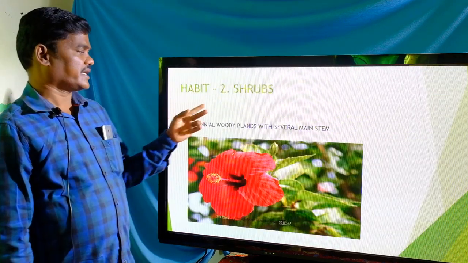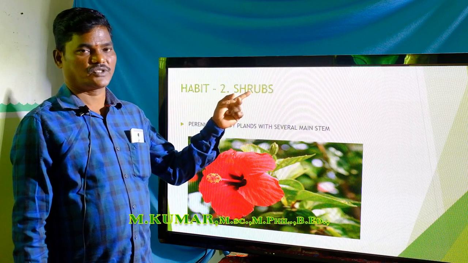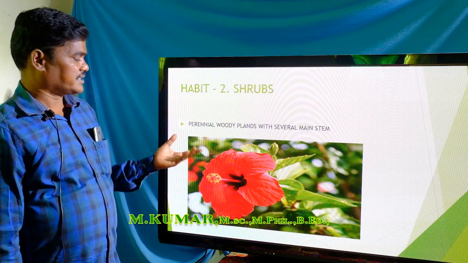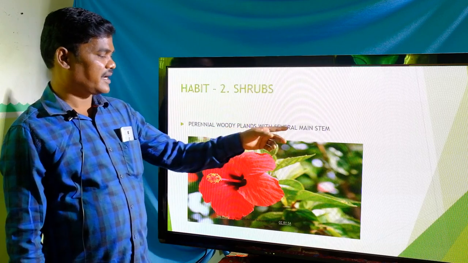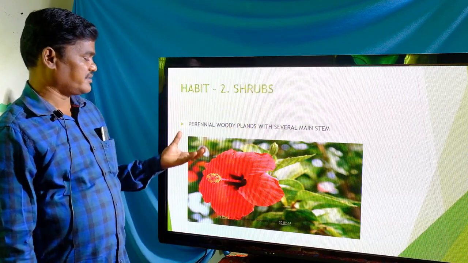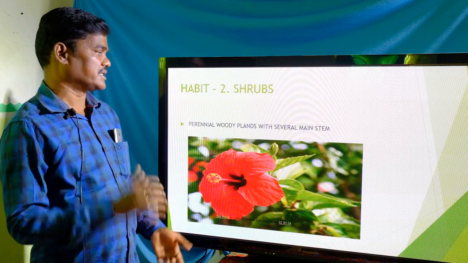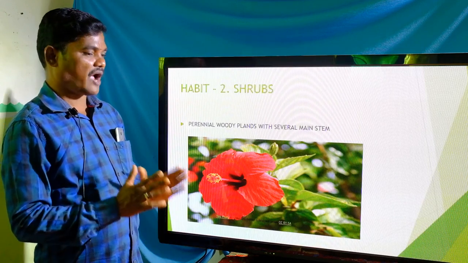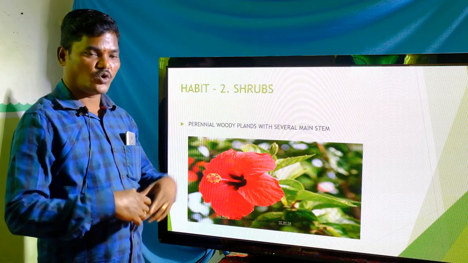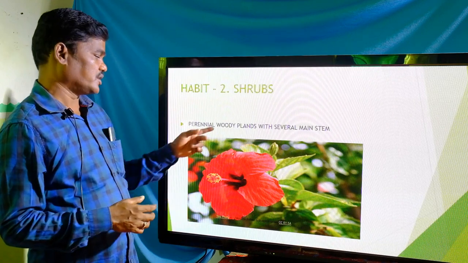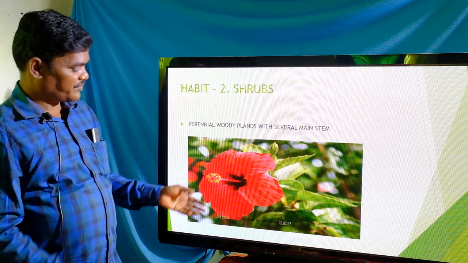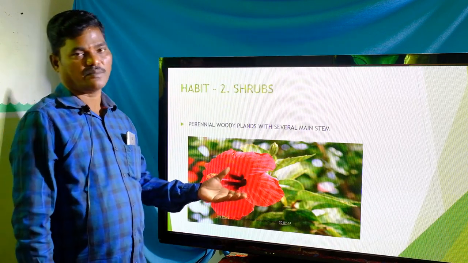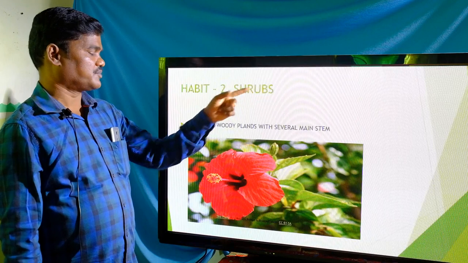According to habit, the second category is shrubs. Shrubs are perennial woody plants with several main stems. This is very important. They are bushy plants. They do not have a single main stem; there are many branches. So they are woody plants with several main stems. Example: Hibiscus rosa-sinensis is the best example for shrubs.